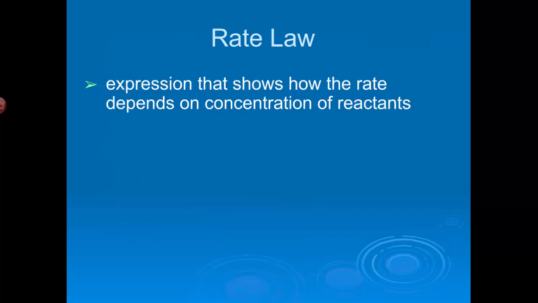So one of the ways that we can represent the rate of a reaction is by using something called a rate law. Okay? The rate law is an expression, a mathematical expression, and it shows the relationship between the concentration of the reactants and how fast the reaction is going. That's what a rate law is. It's sometimes called differential rate law, but that's what it does.